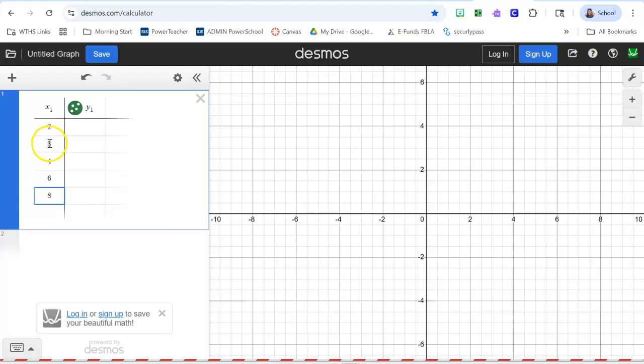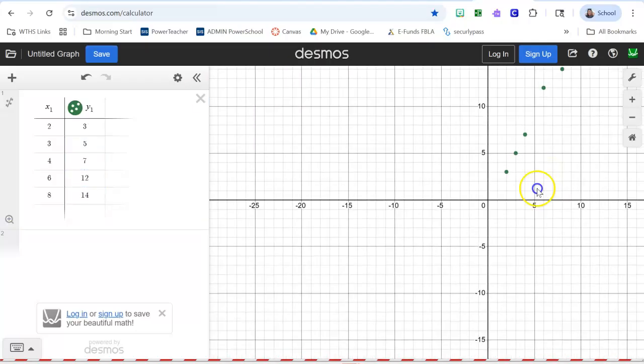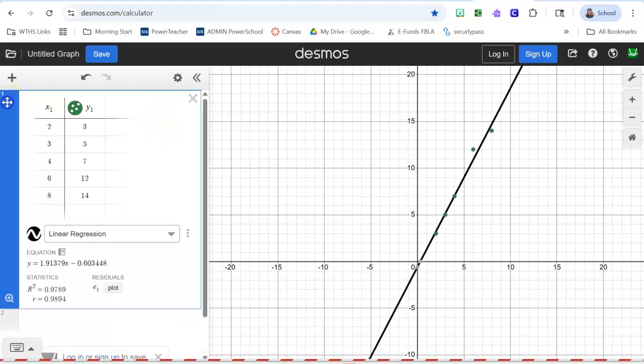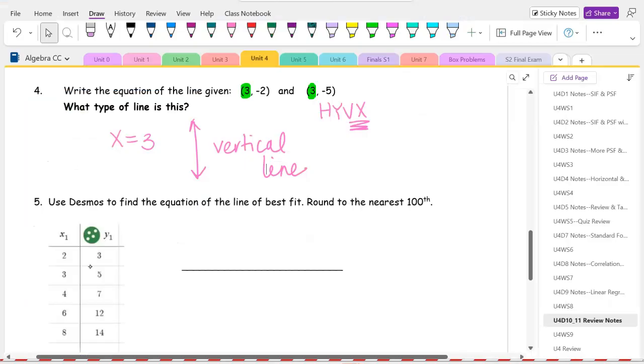And then that's an 8. 2, 3, 4, 6, 8. Okay. And then 3, 5, 7, 12, 14. And notice it's actually plotting the points as we go. Now I'm going to click on this button right here, Add Regression. And linear regression is our first one. That's the one we want. We're going to take this but round to the nearest hundredth. So this will be y equals 1.91x minus 0.60.